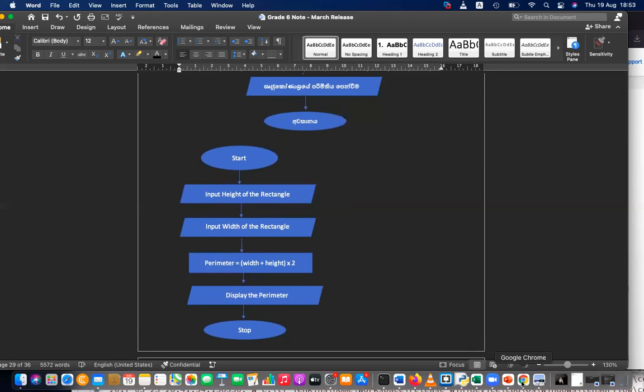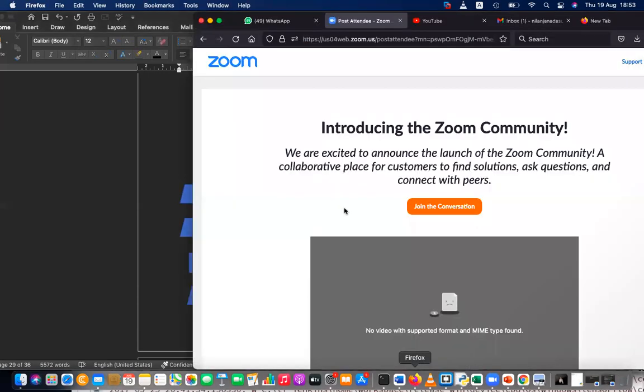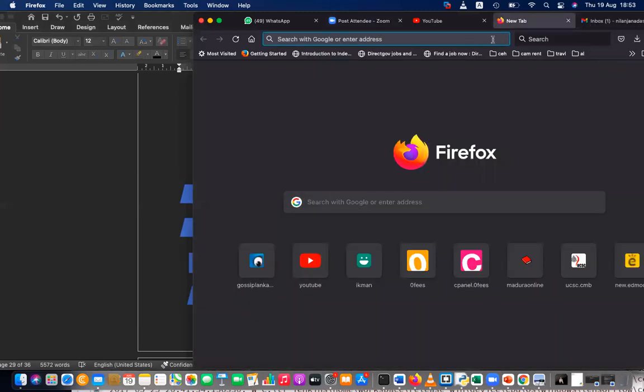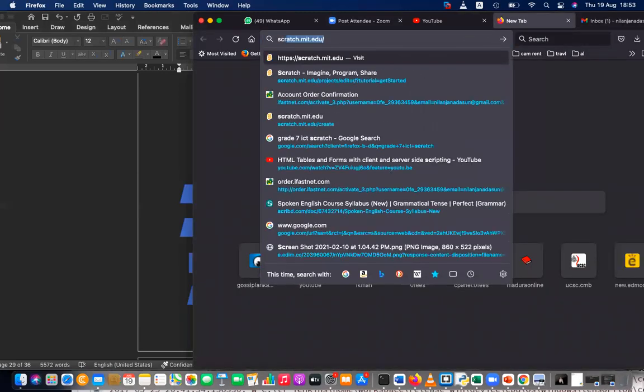So before that, let's go and see what will happen if you implement this in Scratch. I'm going to load Scratch, and you can also do this with me. If you need, I can send you the link.